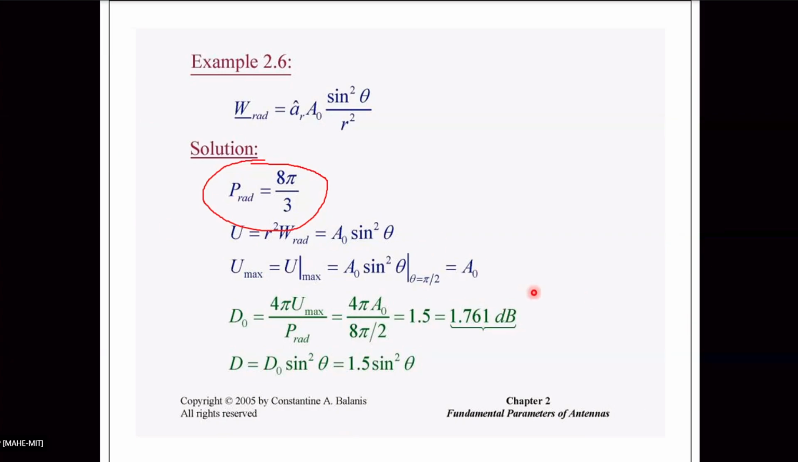So the higher the value of directivity, the more directional the antenna is. Is it clear? Yes, sir. So directivity is used to measure how directional the antenna is. Directivity can tell how directional the antenna is.